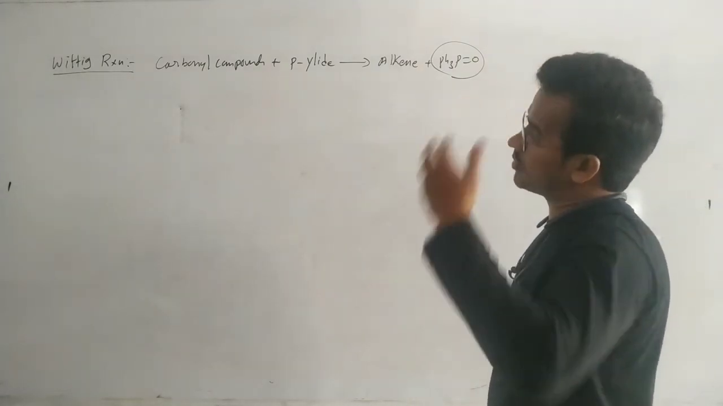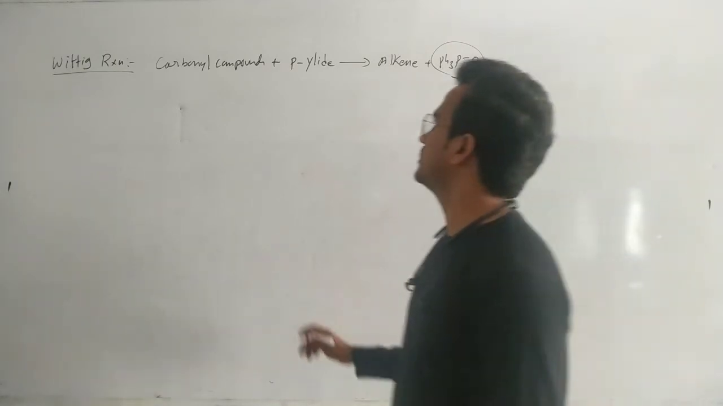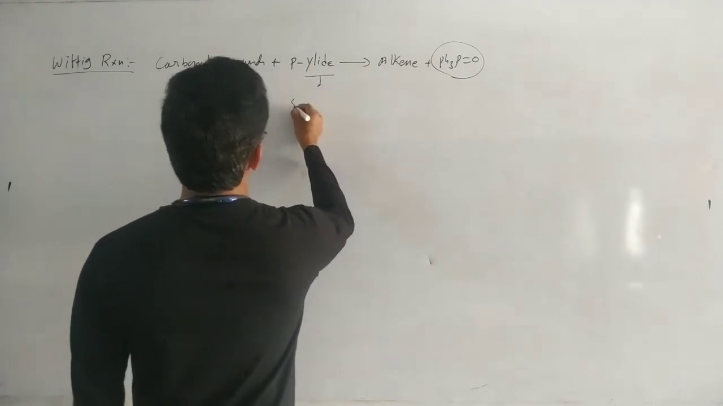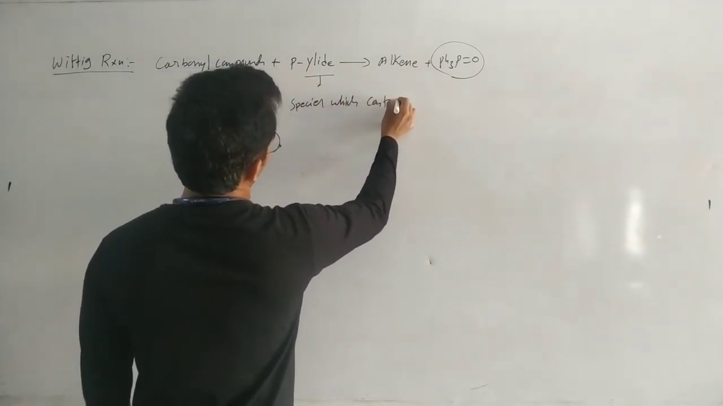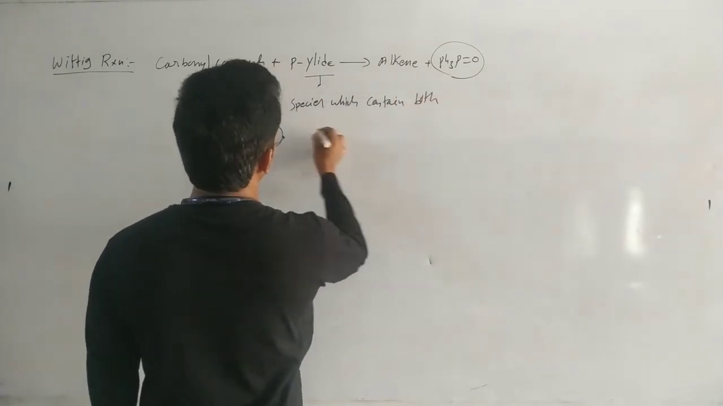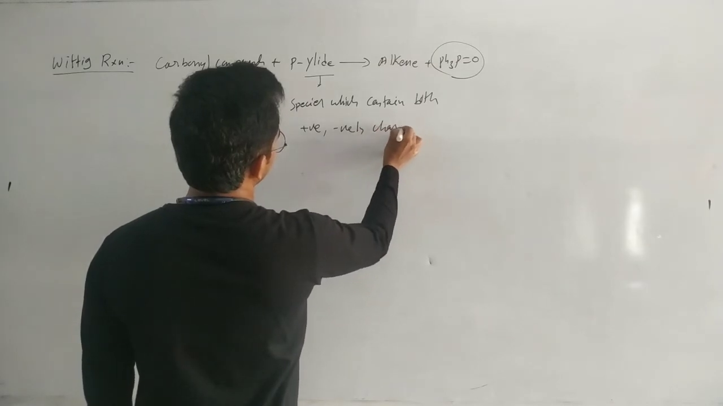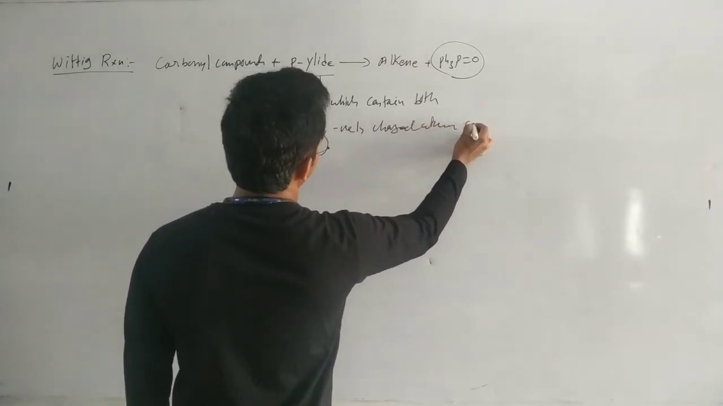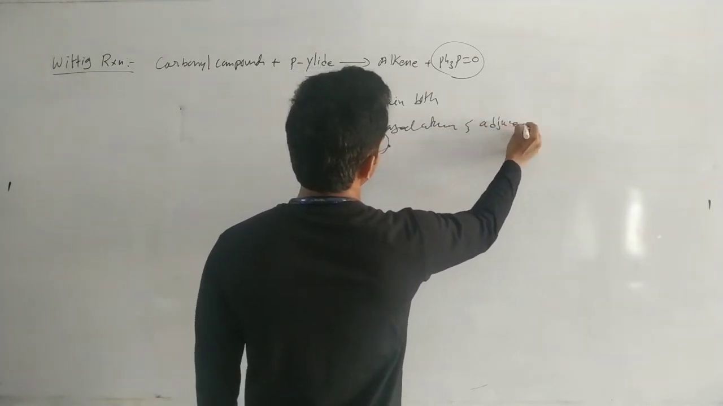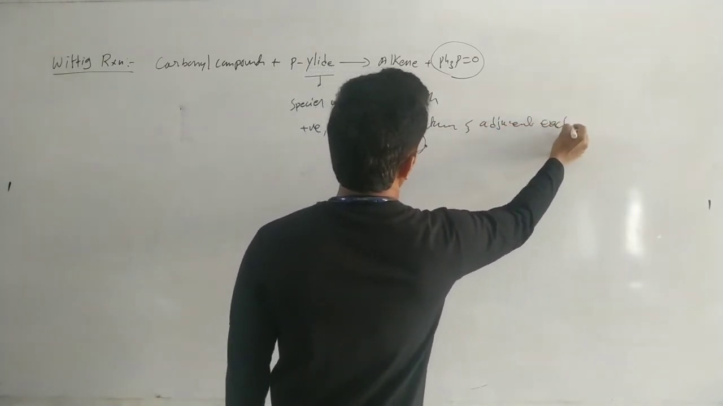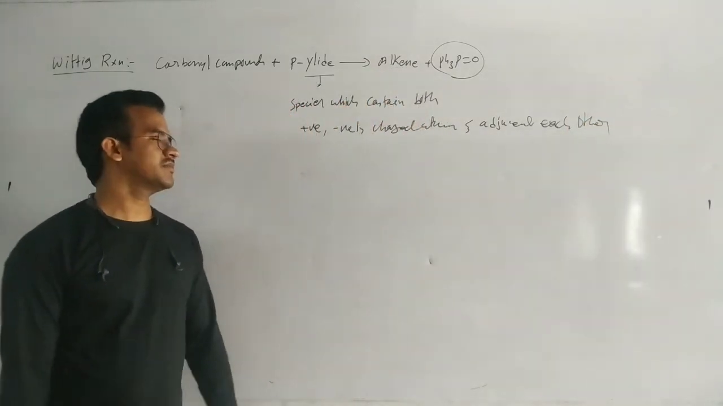Okay, in this case, the carbonyl compounds I'm treating with phosphorus halide. What is the phosphorus halide? Here, the halide means the species which contain both positive and negatively charged atoms, and these are adjacent to each other. Okay.